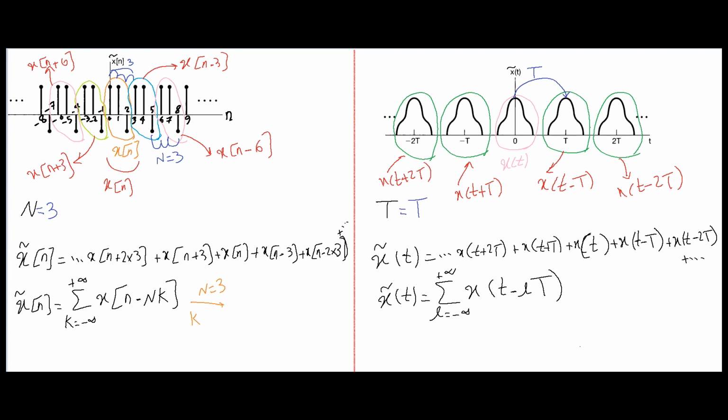If you substitute specific integer values for k, such as plus or minus 1, plus or minus 2, you will obtain exactly the repeated pattern shown in the figure. Therefore, any periodic signal, whether continuous or discrete, can be represented using these summation expressions once the period is determined.